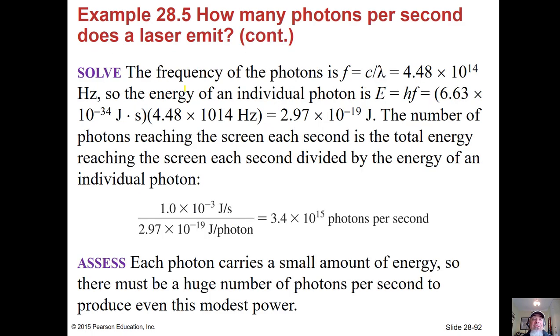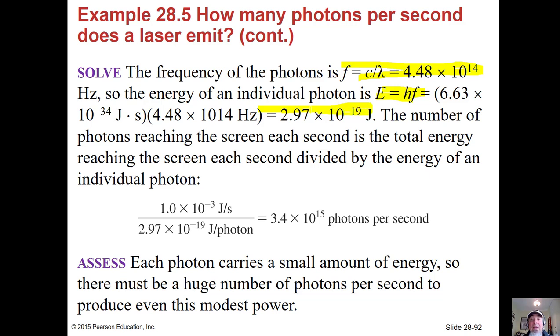Okay, so here's a way of doing it. The frequency you can figure out from the wavelength. It turns out to be 4.48 times 10 to the 14th hertz. So you can figure out the energy then: h times f. Here's Planck's constant, 6.63 times 10 to the minus 34th joule-seconds, multiplied by f, 4.48 times 10 to the 14th hertz. And hertz is 1 over seconds, so we're left with joules.